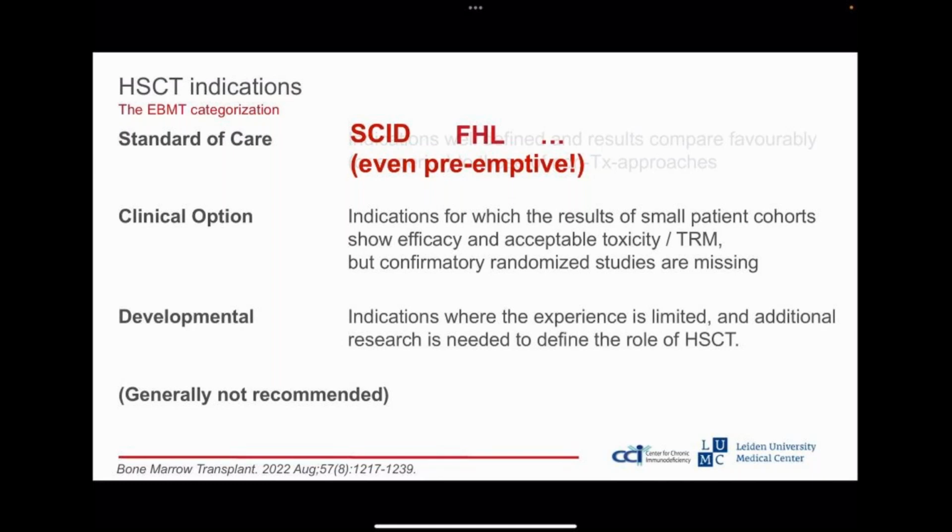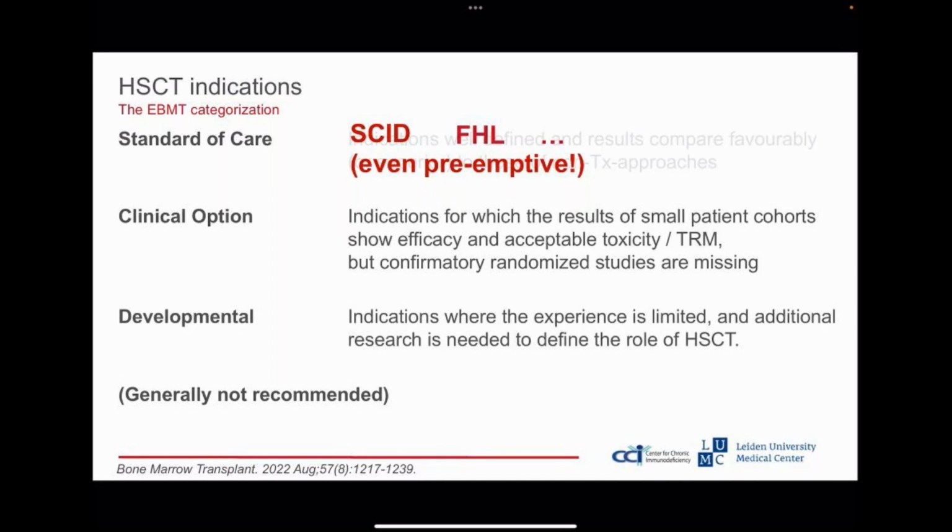And there might be even situations where conditions are very rare, where we lack data, where we must consider HSCT still to be a developmental approach, meaning that it's an indication where the experience is very limited and additional research is needed to define the role of HSCT, for example, in contrast to other therapies like targeted therapies that are becoming also increasingly available.